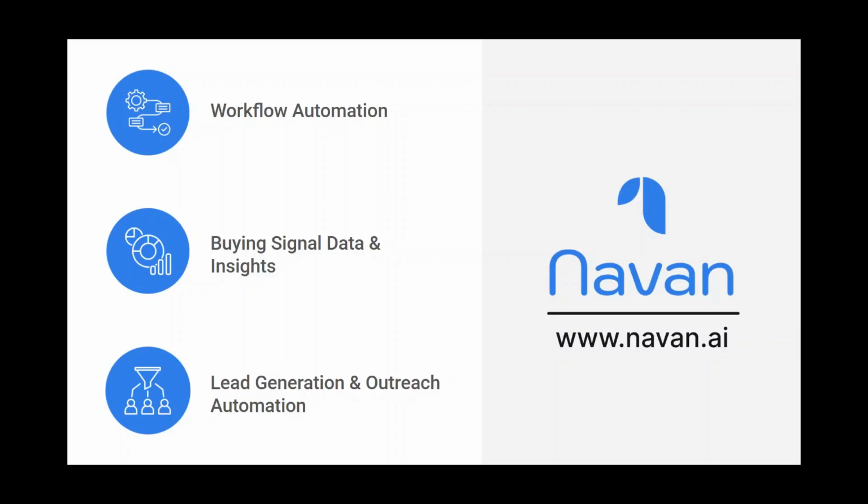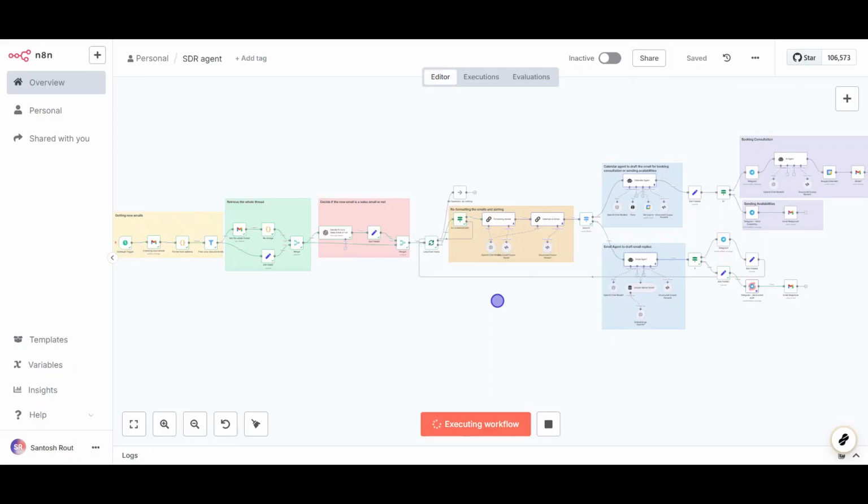Navan.ai is a GenAI deep research and automation solutions provider helping B2B businesses to automate their marketing and sales processes. The workflow that you see here is that of an SDR agent, meaning a sales development representative agent. The main objective of such an agent is to respond to emails of the leads in such a way that we are able to book a consultation and that converts to a paying customer.